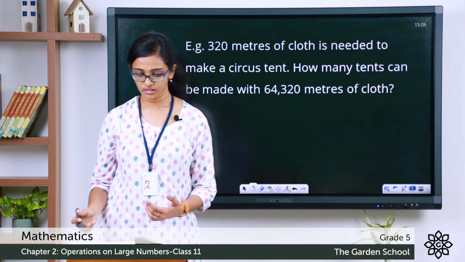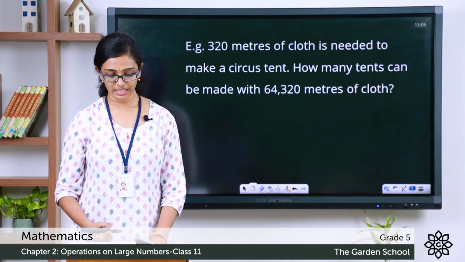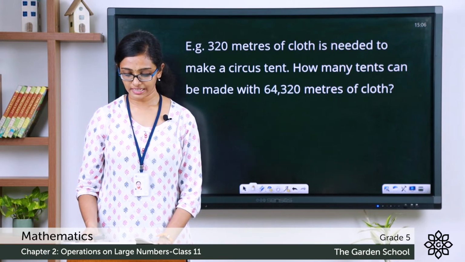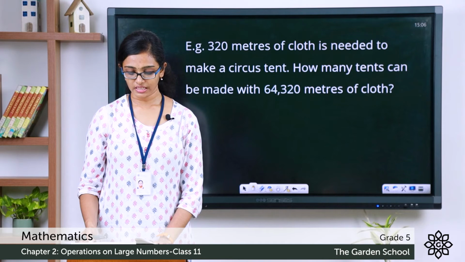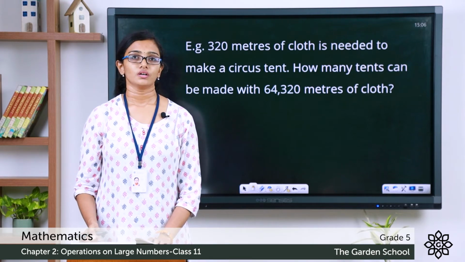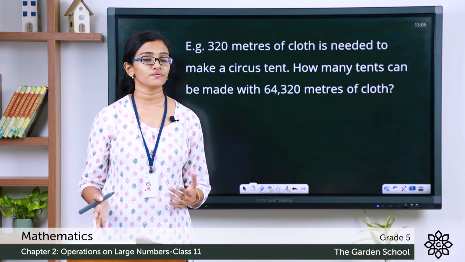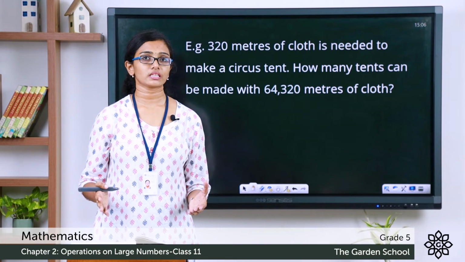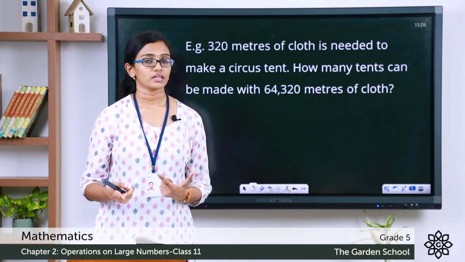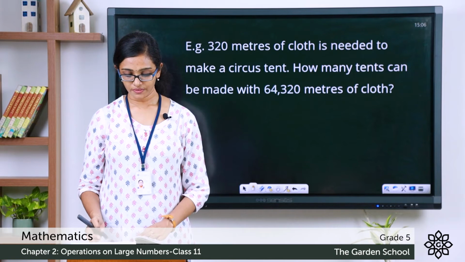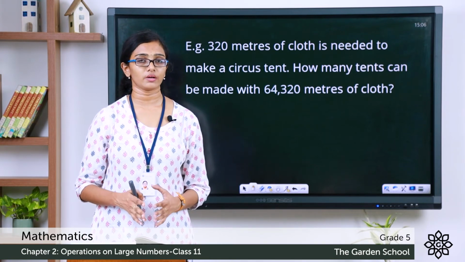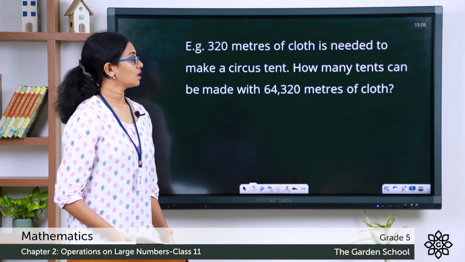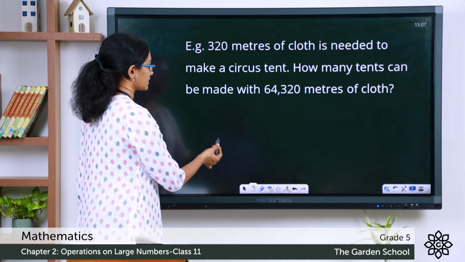Now, we'll see one example. Look at the question given here. 320 meters of cloth is needed to make a circus tent. How many tents can be made with 64,320 meters of cloth? So it's about the total length of cloth that you can use to make a tent and how much length is needed to make one tent. Those data are given in the question. You have to find out how many tents can be made with the total length of the cloth that you have. Now, from the data given in the question, let's write the steps.